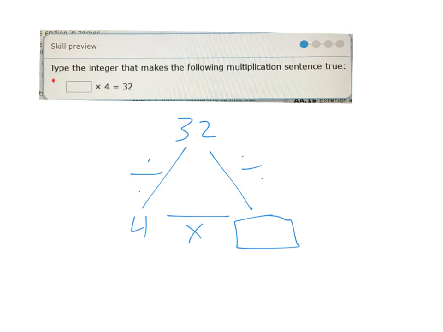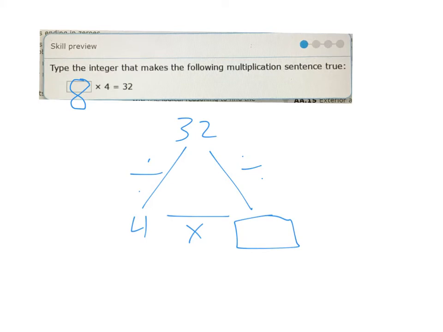In this example, it says, type the integer that makes the following multiplication sentence true. Blank times 4 equals 32. Some of you might already think, hey, I know that fact. And again, if you know your facts, this stuff is just generally easier to do, so I highly encourage you to memorize them. But anyhow, 8 times 4 equals 32.